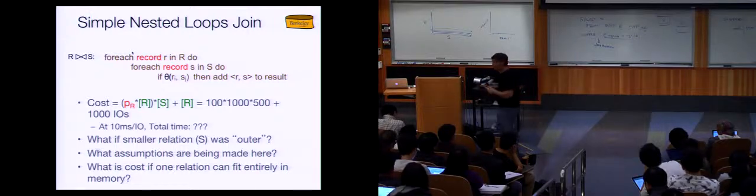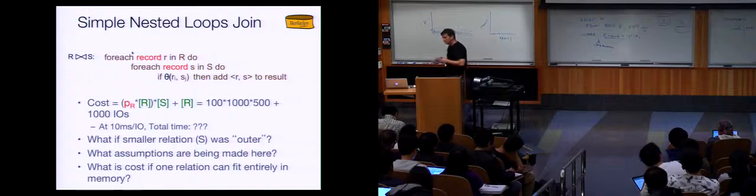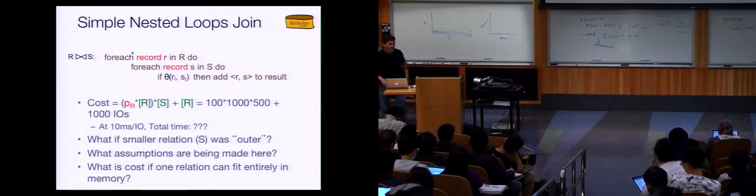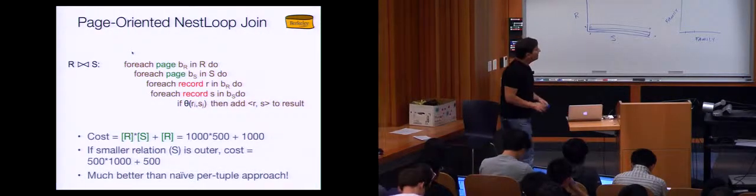So that's good. So if you have a small inner relation on your inner loop, nested loops is not such a bad algorithm from an I/O perspective. Okay? All right. We can do better, though.